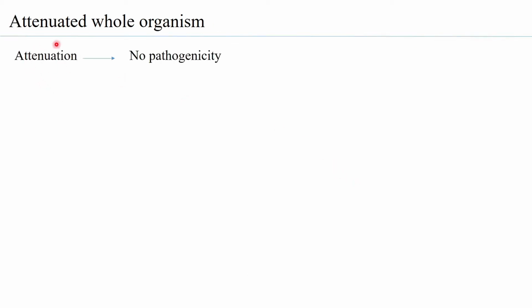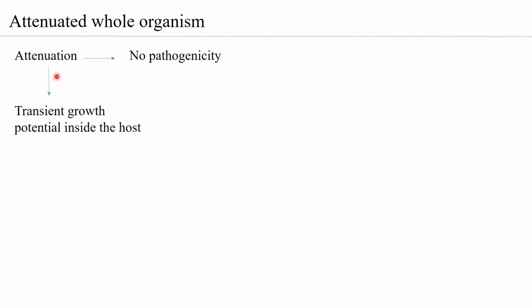Now, attenuated whole organisms are the second type of whole organism vaccines. And the purpose of attenuation is two. One, any attenuation should lead to no pathogenicity, which means that the bacteria or the virus should become completely avirulent. They should no longer have any virulence associated. So when injected into the subject, it does not undergo an infection and does not have symptoms related to the disease per se.